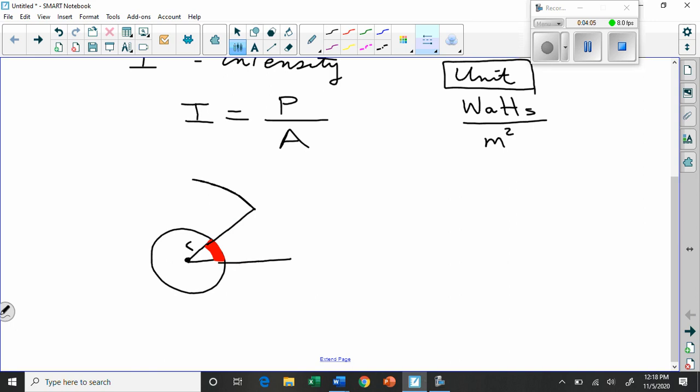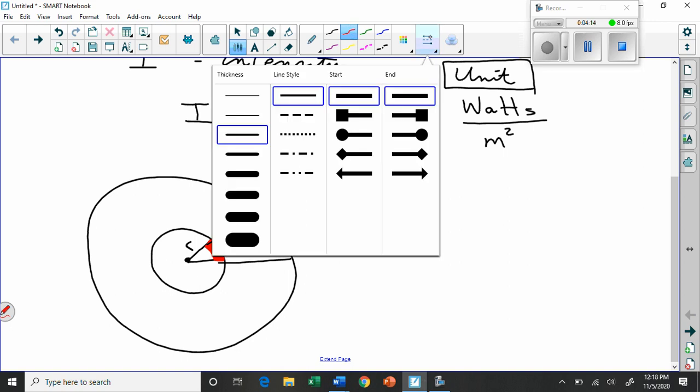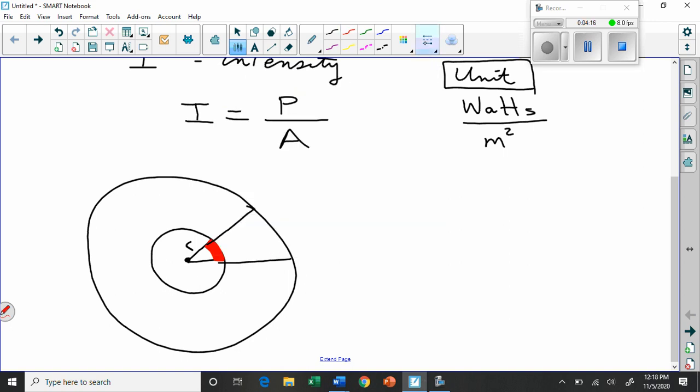we'd have a circle like this. And then you can see that that would be spreading out over a much larger space, right? A larger area. So if you have the same amount of power, but it's spread out over a larger area, that means that you're going to have less overall intensity because it's being spread out.